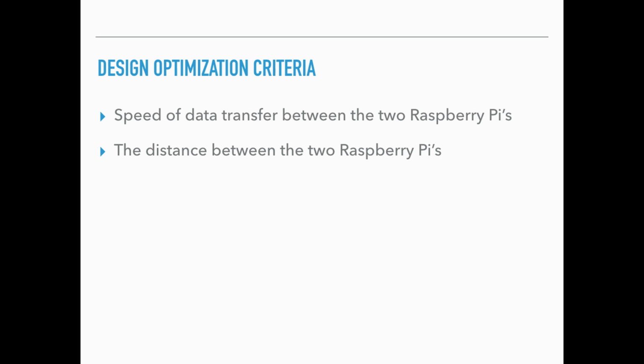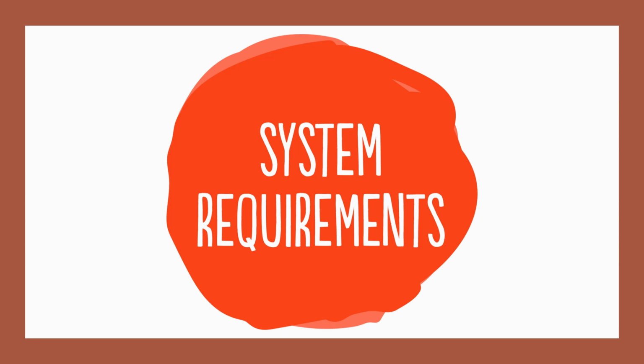There are two design optimization criteria for this project, and they are that the speed of data transfer between the Raspberry Pis, as well as the distance between the two Raspberry Pis, be maximized. The requirements of the system, so as to ensure full functionality, are as follows.